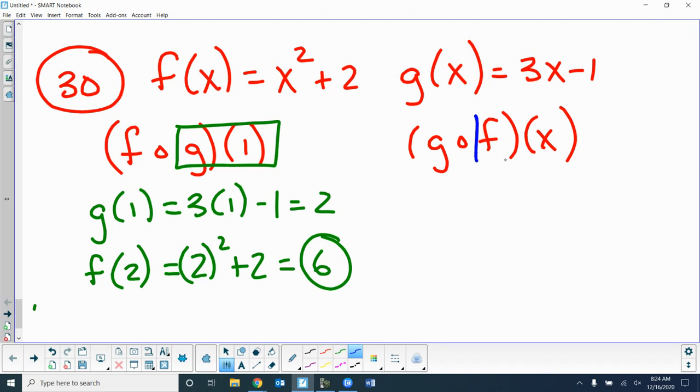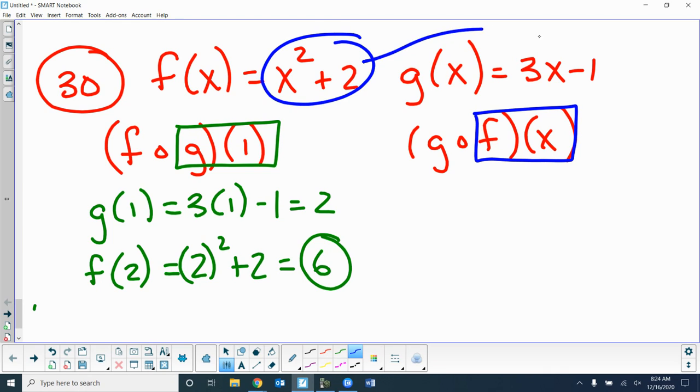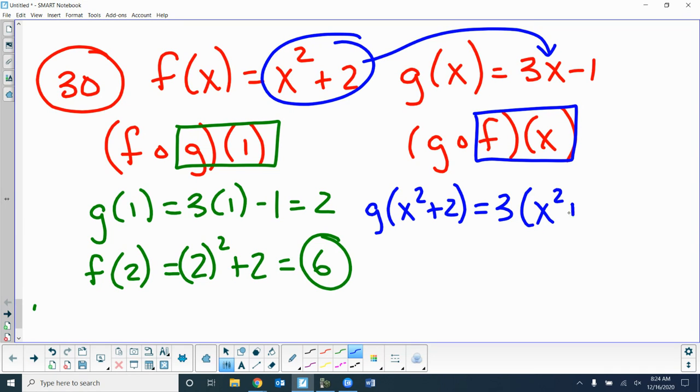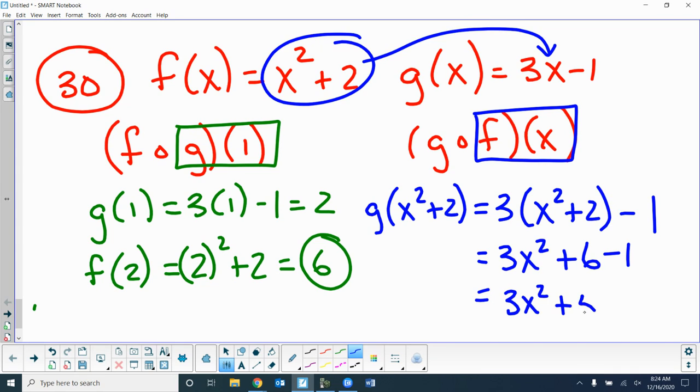This one, we put f of x, which is this, into the g function. Okay? So this is g of x squared plus 2. That's what we're doing. So it's 3 times x squared plus 2. Put that in place of the x. Minus 1. So distribute your 3 and combine like terms. So that's 3x squared plus 6 minus 1, which is 3x squared plus 5. That is what we did last week.